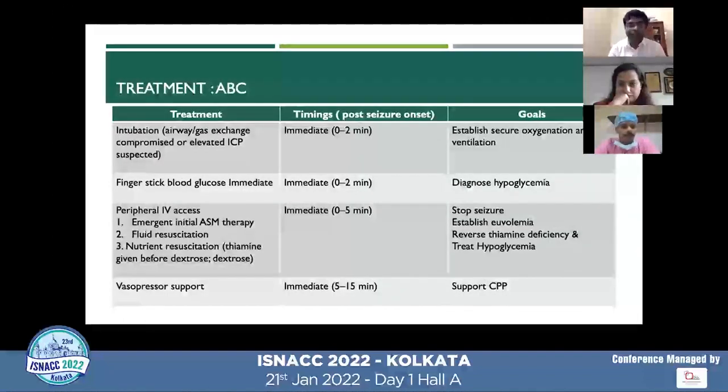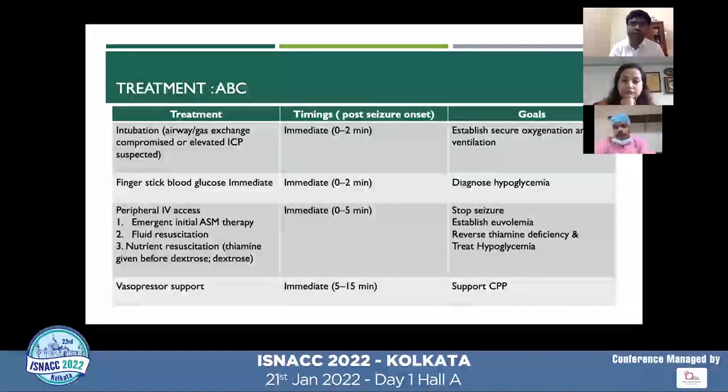So when we encounter a case of refractory status epilepticus in our neurocritical care ICU or in emergency, the first basic thing is stabilizing the patient. We start with ABC: airway, breathing, and circulation. Intubation should be done as early as possible to secure oxygenation and ventilation.